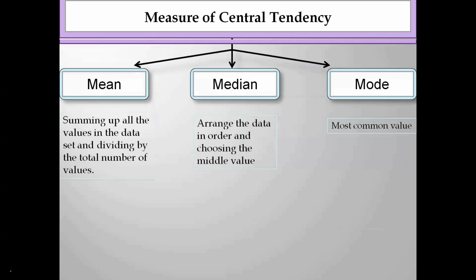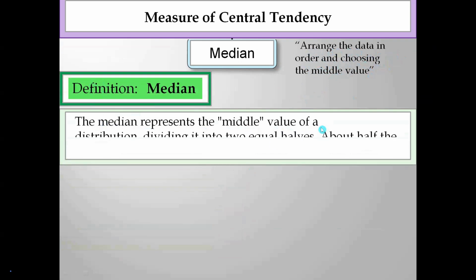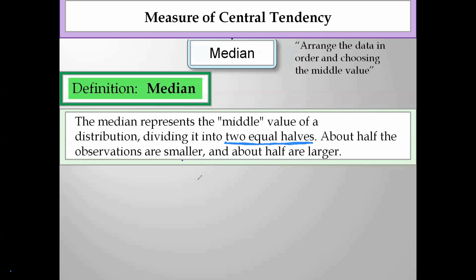The next central tendency we're going to be talking about is median. So let's look at a formal definition here. The median represents the middle value of a distribution, dividing it into 2 equal halves. When we're dividing the data into 2 halves, one half will be smaller than the median, and the other half would be larger than the median.